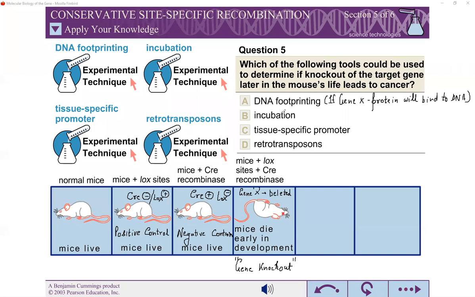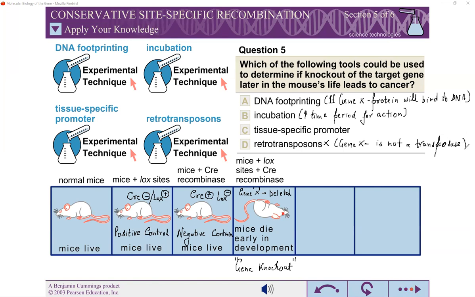Incubation does not mean anything, because in incubation you just provide a time period for action. The next is referred to as tissue specific promoter and transposition. Transposition does not mean anything here, because we know that gene X is not a transposase. How can I say that it is not a transposase?